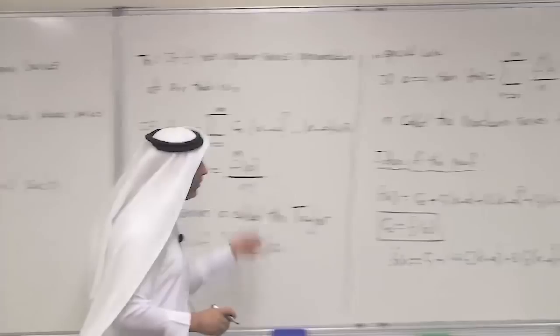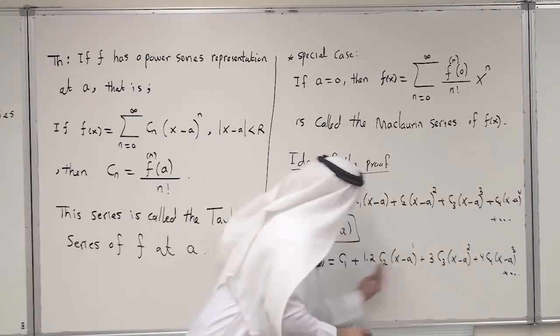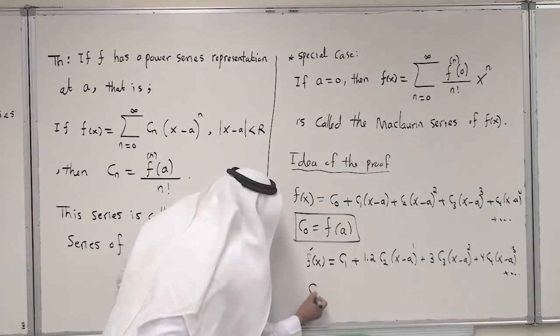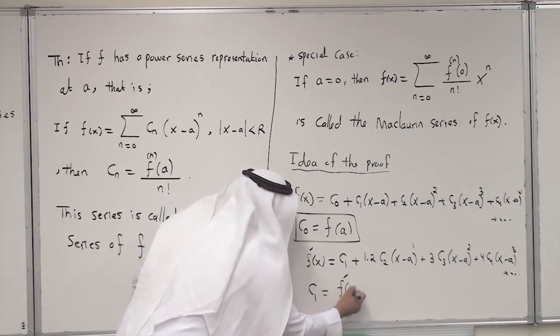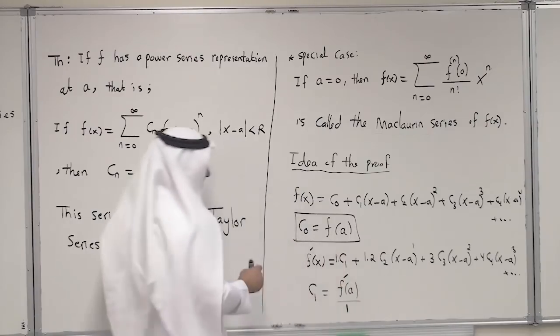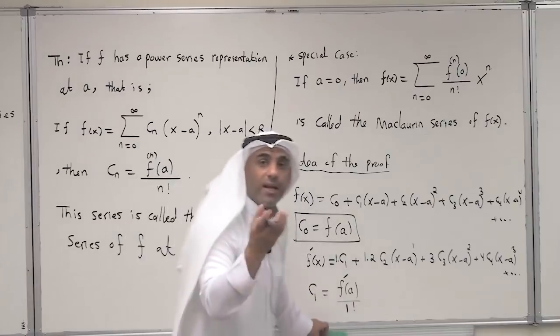Observing again that if we substitute a here, then all terms after the first term will be zeros. So what do we have? We will have C1 is equal to f prime at a divided by 1. Actually, it is 1 times C1, or we can write it 1 factorial. I'm trying to generalize the formula.